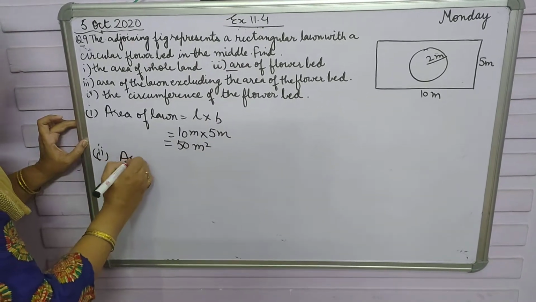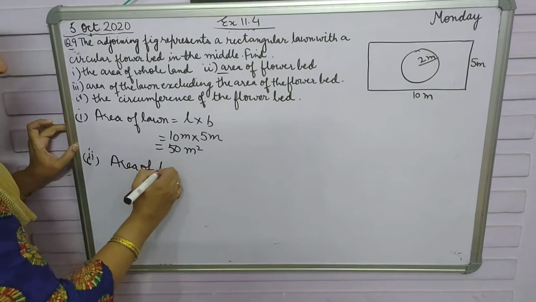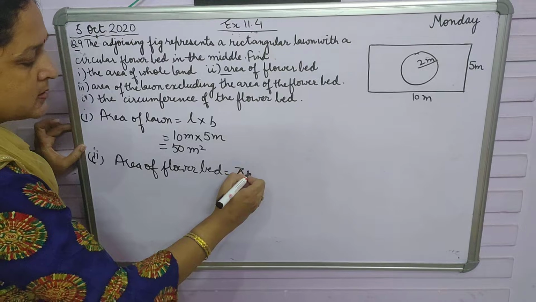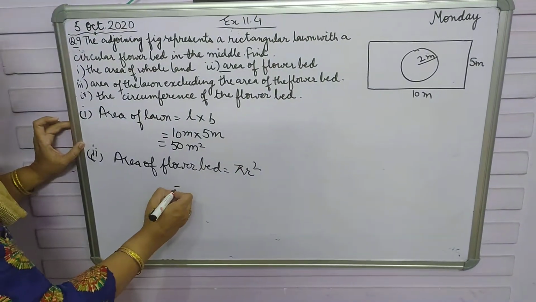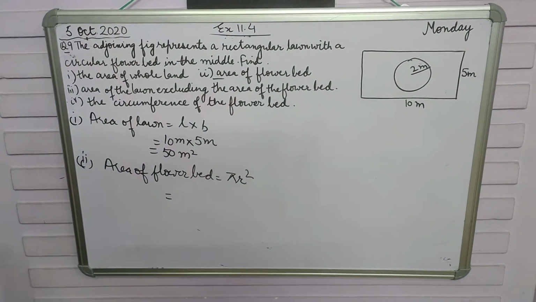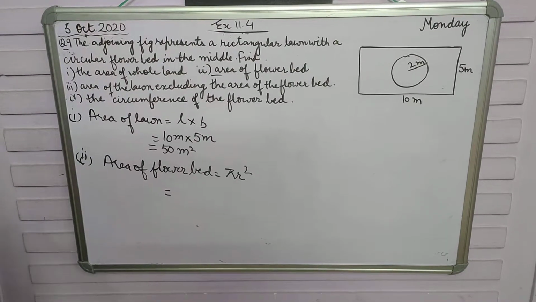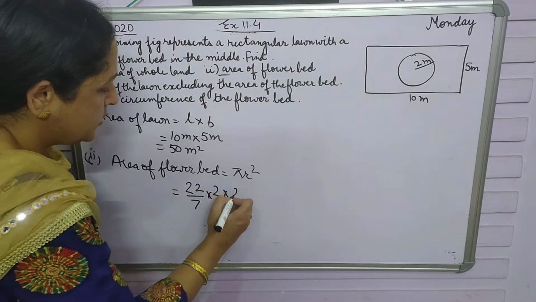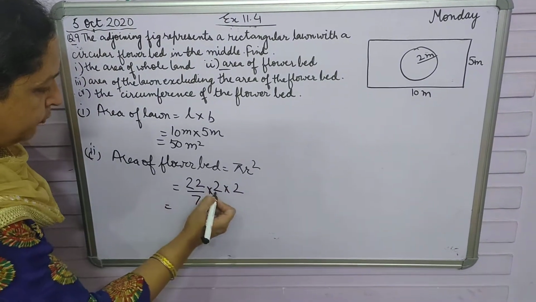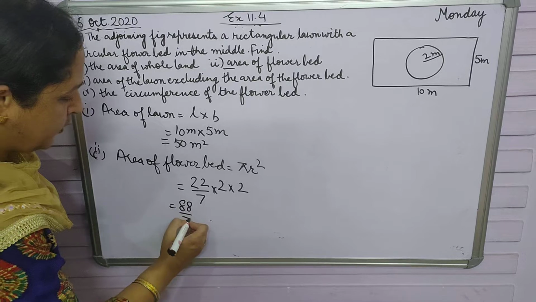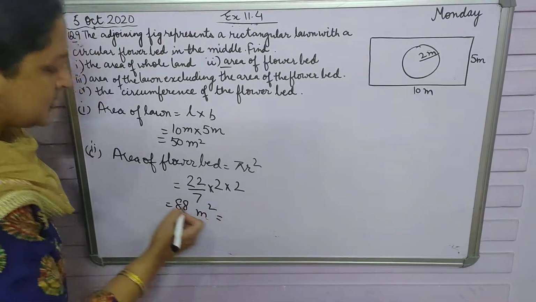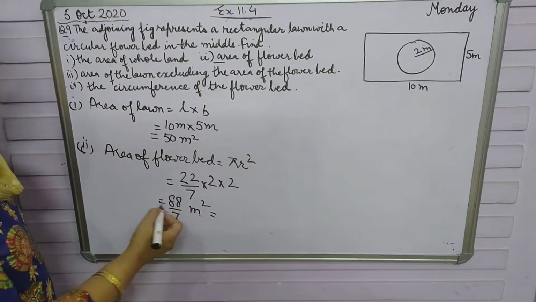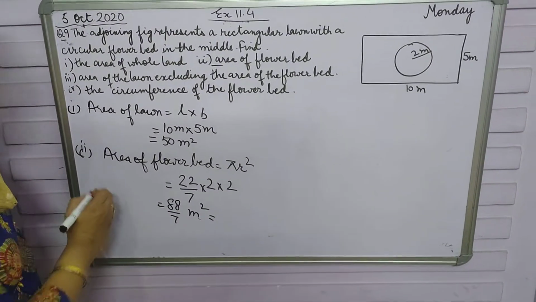Now flower bed is in the form of a circle. Since it is circular, its area is pi r square. And since we are not given any value of pi in the question, we will use 22 by 7 into 2 into 2. So it is 88 upon 7 meter square. Since this is an improper fraction, let us convert this into a mixed one, or you can convert this into decimals also.